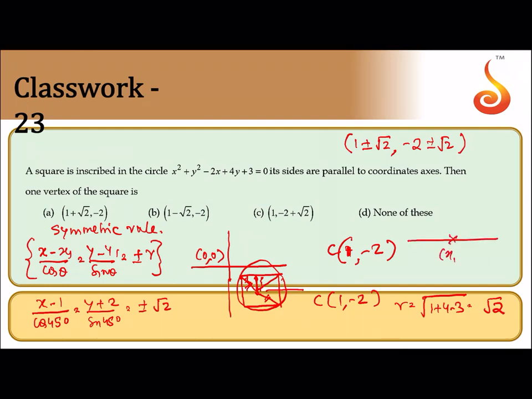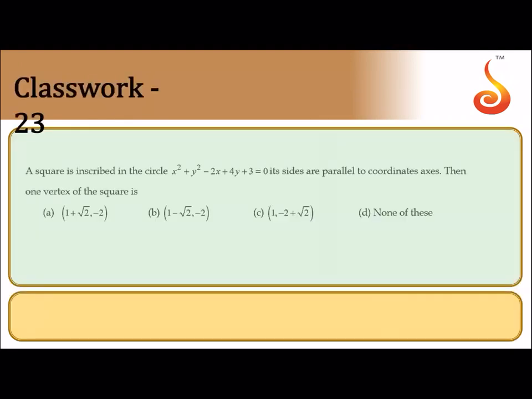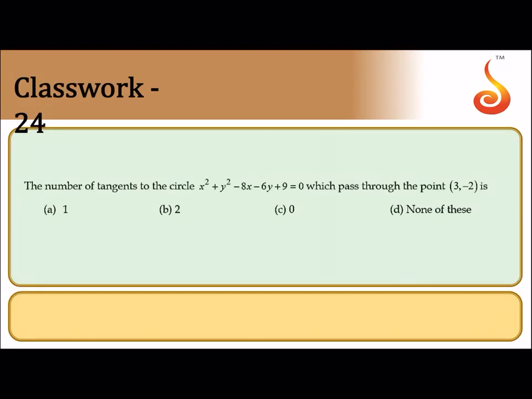Again, I repeat, (x minus x1) by cos theta. Concept is like this. This is x comma y. So there are 2 points that are equidistant. This is A and this is B and this is R. This is also R, equidistant. Same as we do for the diagonal. So 23, option D, none of these is the answer.